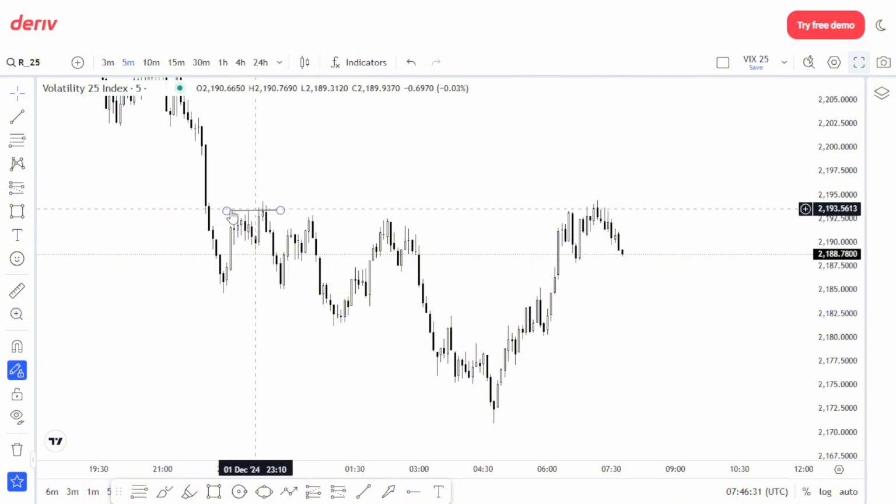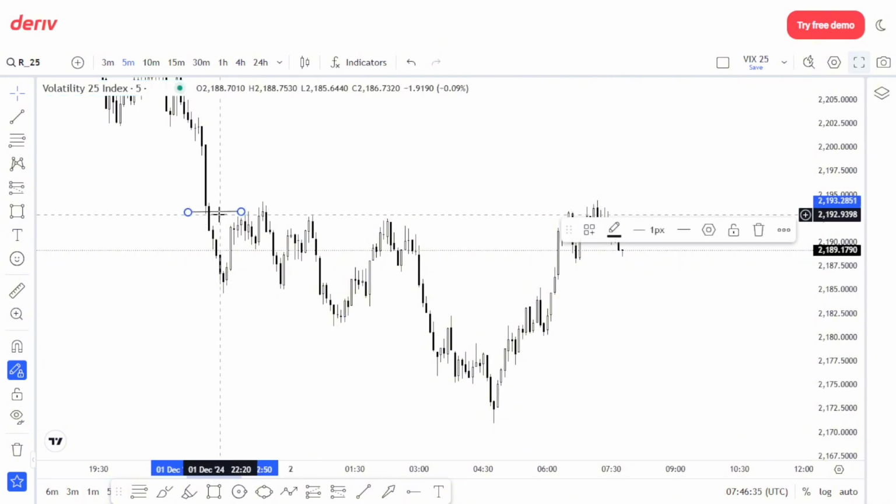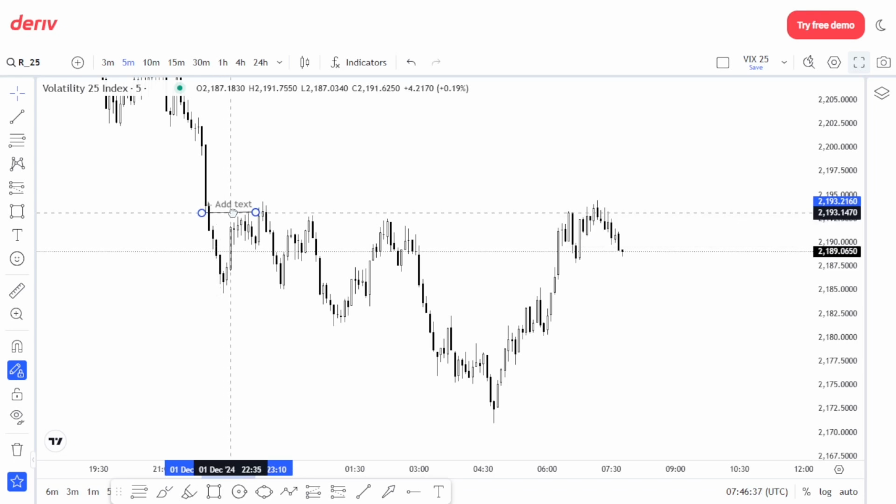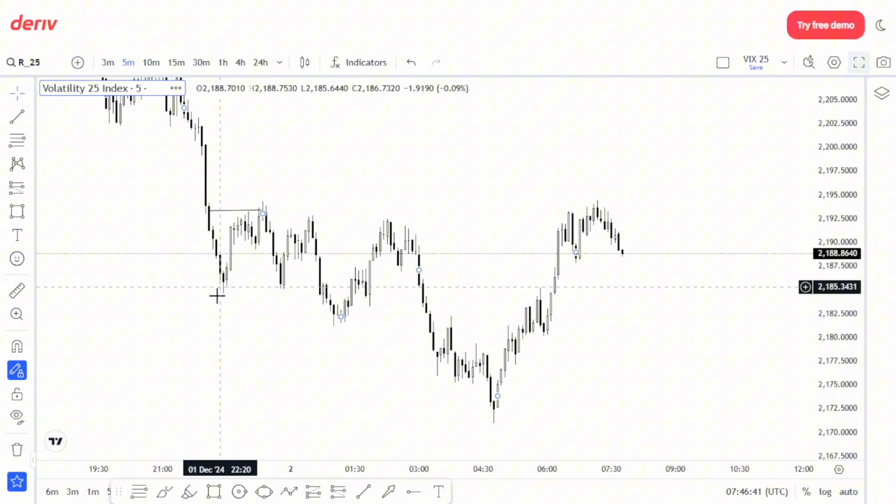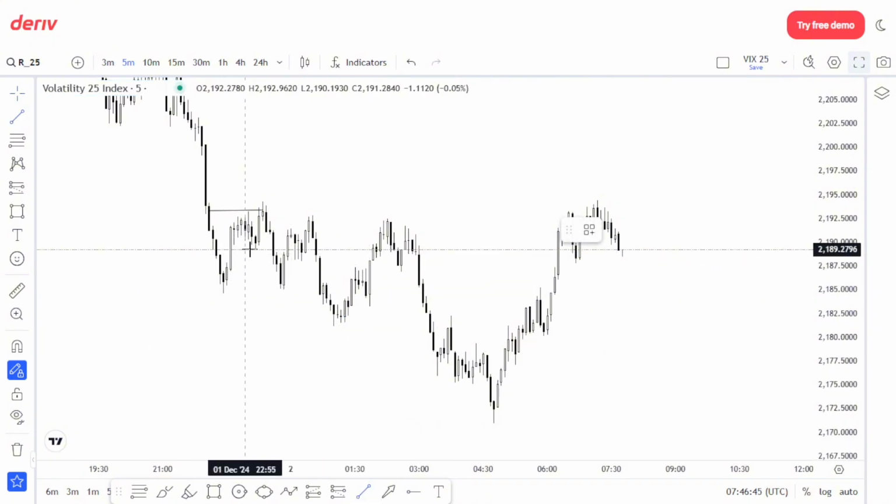I have a sweep of liquidity right here. Okay, just a moment. I have a sweep of liquidity right here. So since I have a sweep of liquidity, what do I have next? I have a break of structure to the downside. And the next thing I'm looking out for is what?